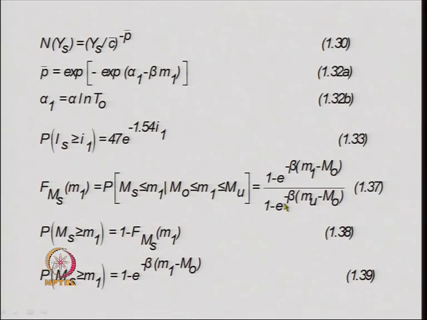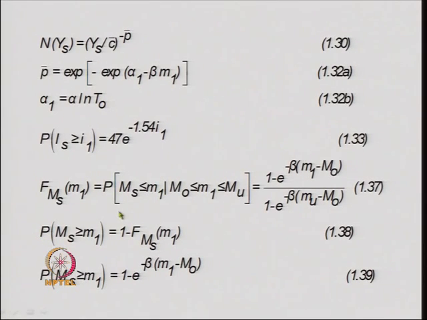This equation shows the probability of the magnitude of earthquake, the magnitude lying between an upper limit and a lower limit, being less than or equal to M1. That is given by an equation like this, where M1 is the magnitude in question, the probability of which you are trying to find out. That is, what is the probability of the magnitude of earthquake being less than M1? Here mu refers to the maximum magnitude of earthquake, and M0 is the minimum magnitude of earthquake that you consider for the analysis.